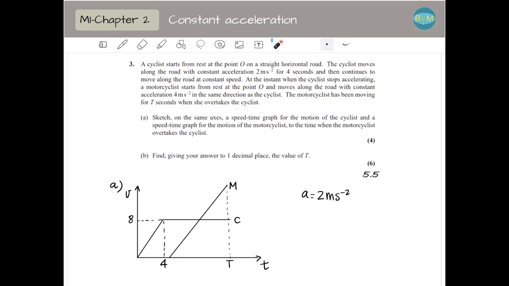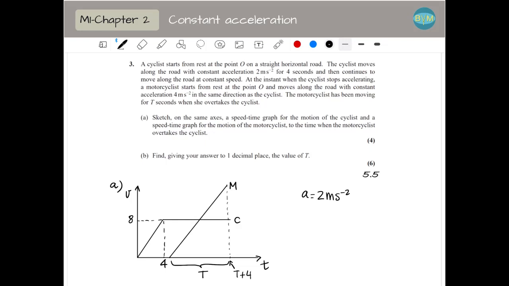Actually, it's not t. If you read, they say the motorcyclist has been moving for t seconds when she overtakes the cyclist. So this is not t. What is t? Let me show you. What is t is really the time that the motorcyclist has been moving. So this is t, not the other time. This time here really will be t plus 4. Be careful with that when you represent it in the graph.